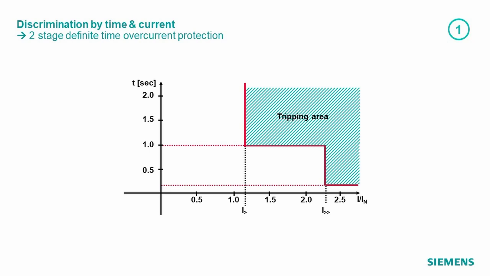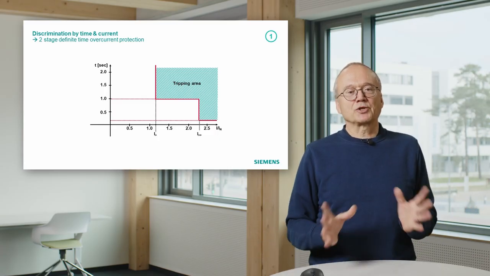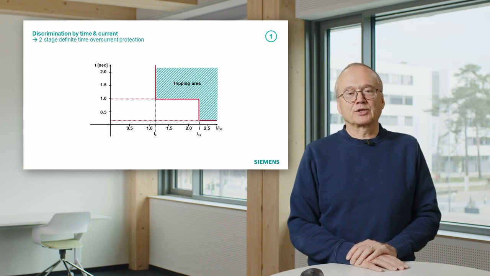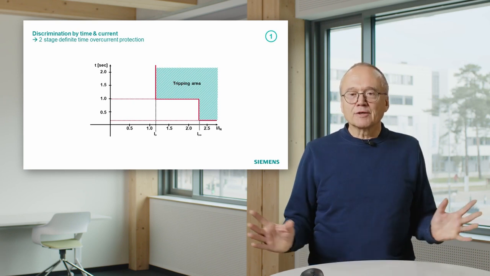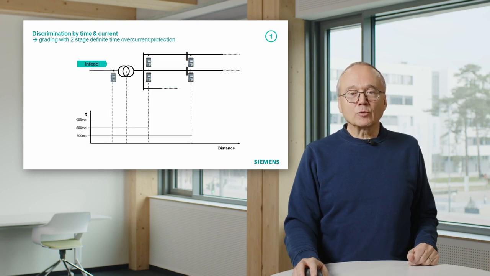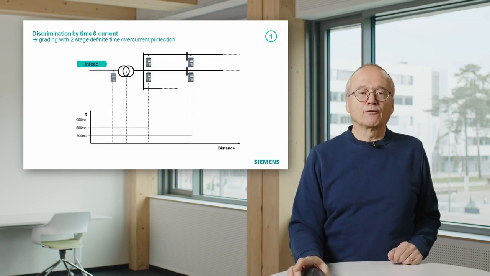And then if the current exceeds a certain setting value I greater, it will then trip with a much shorter tripping time. So that is a characteristic which is called two-stage definite time overcurrent protection, which is available in all definite time overcurrent relays. What can we do with that? Let's look again at that example I already showed before.